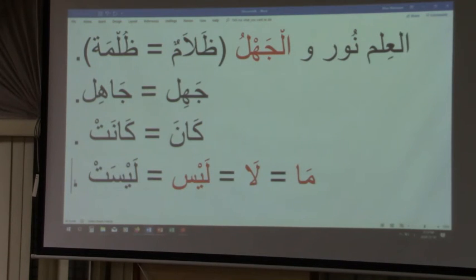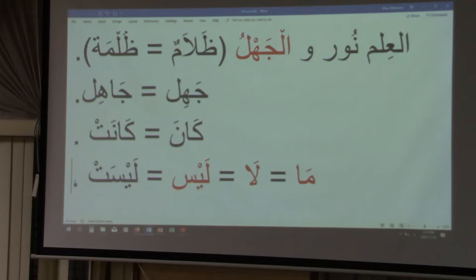Why is it a verb? Laysat, because the tag comes for the verb. But again, don't worry about these terms. Just forget about it. So again, what is not? Ma, la, and laysa. How do we use laysa? What is tired? تعبان. I am not tired. أنا ما تعبان. أنا لا تعبان.